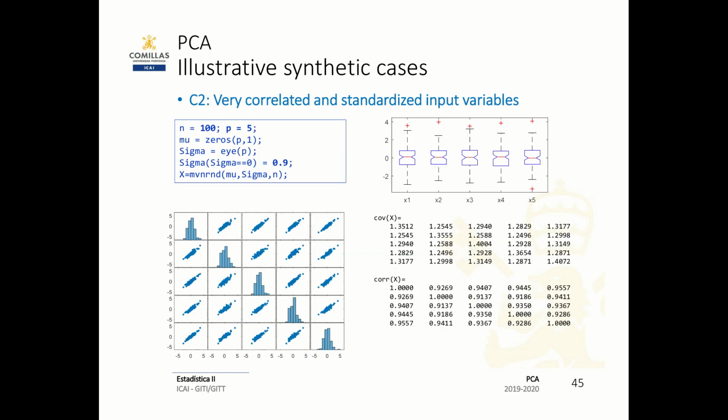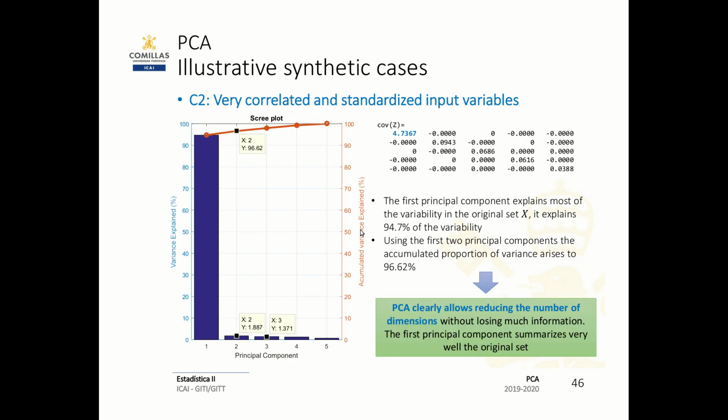And let's see a second example. In this example, we also have 5 input variables, but now they're very much correlated to each other. The correlation between every pair of variables is around 0.9. So we see that x1, x2, x3, x4 all have almost the same information. And now the scree plot gives almost 90% or 95% of the variability concentrated in just one principal component, and then the rest is kind of noise.